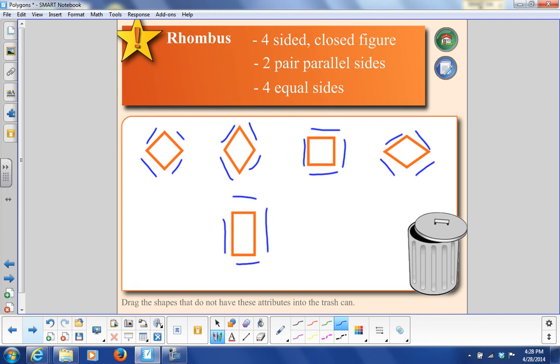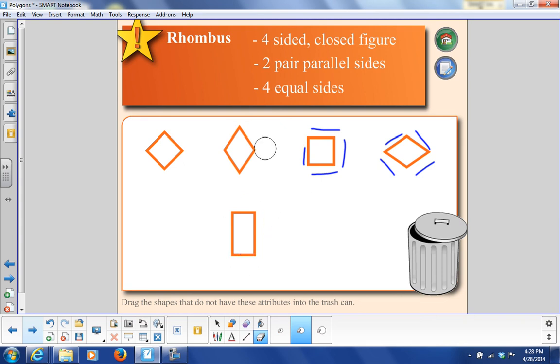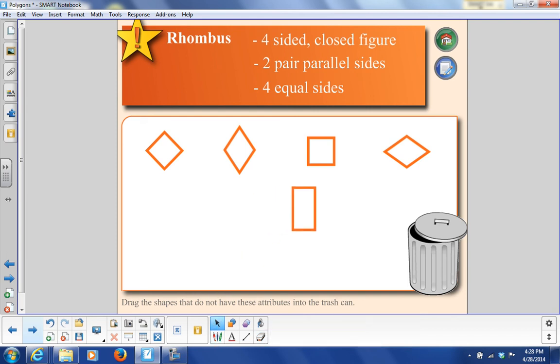And equal sides. That's where we're going to change. So we got them all parallel. Which one of these don't have equal sides? I see one with not equal sides, and that would be this rectangle right here. These diamonds should be good to go.